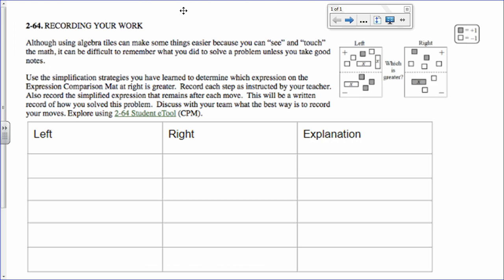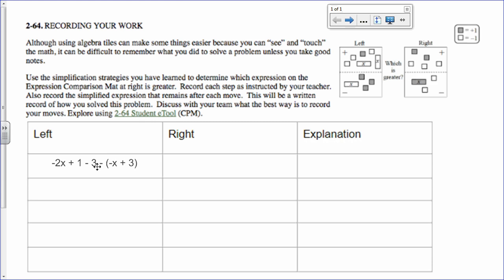Okay, in today's lesson, one of the things you're going to have to do is talk about recording your work. So it says, although using algebra tiles can make some things easier because you can see and touch the math, it can be difficult to remember what you did to solve the problem unless you take good notes. So below is a table that we're going to use to help us record all of our work so we remember what we did.